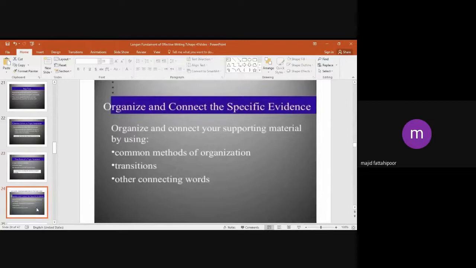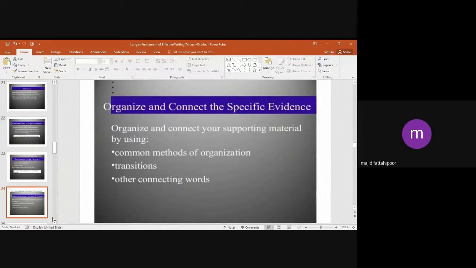So you organize and connect specific evidence. These are the things we do to connect supporting material. How do we organize and connect? You may ask, how can we organize? Organization is very difficult for me. How can I do this? Well, there are common methods of organization you can search about, learn about, and practice, and practice makes perfect. And there are two other things which are simpler.